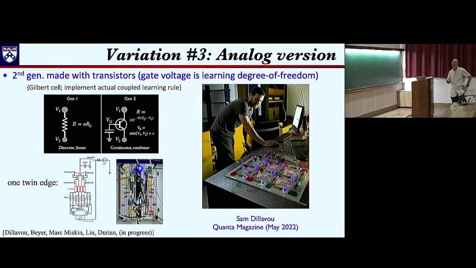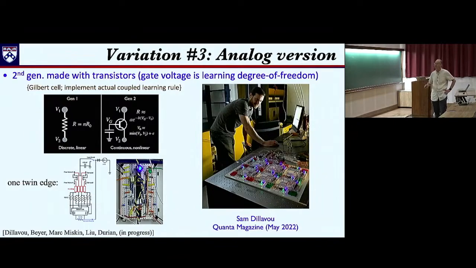Our learning degree of freedom will essentially be the charge on a capacitor that controls a gate voltage, which lets through different amounts of current. So this is a way of effectively controlling the resistance of the edge. And here's an example of what an edge looks like. It's complicated. I don't want to go into it. I barely understand it myself. It involves something called a Gilbert cell, which actually implements the full coupled learning rule exactly, not an approximation.